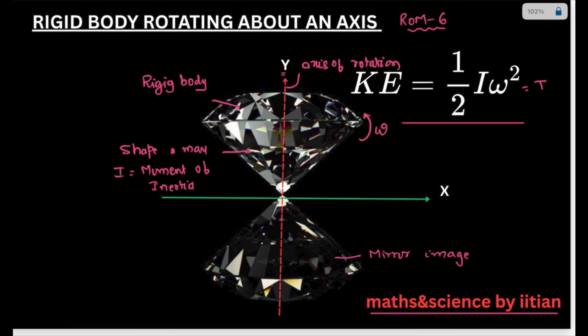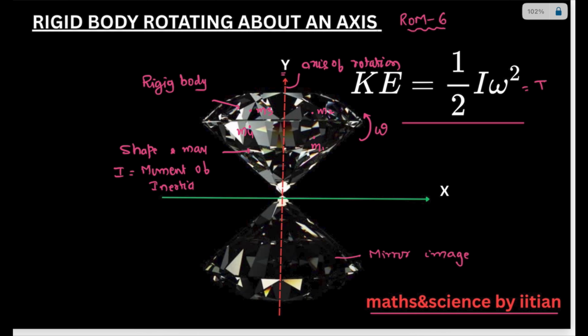And what happens to different particles? Let us say a rigid body is a collection of particles. Let us say this is M1, one particle, and another particle is M2, another particle is here M3, M4. Like this, infinite particles are there. These are all rotating together with an angular velocity of omega.